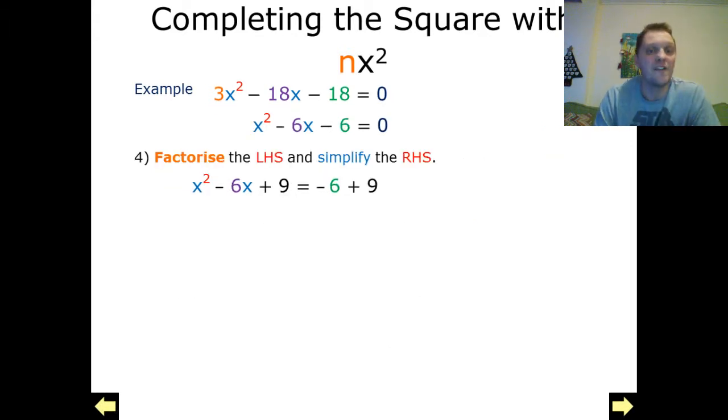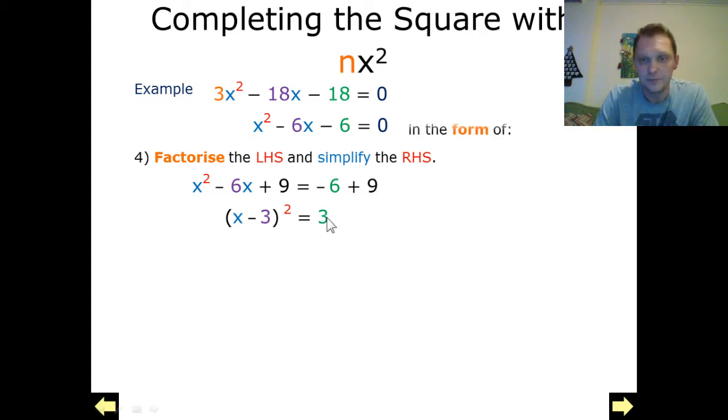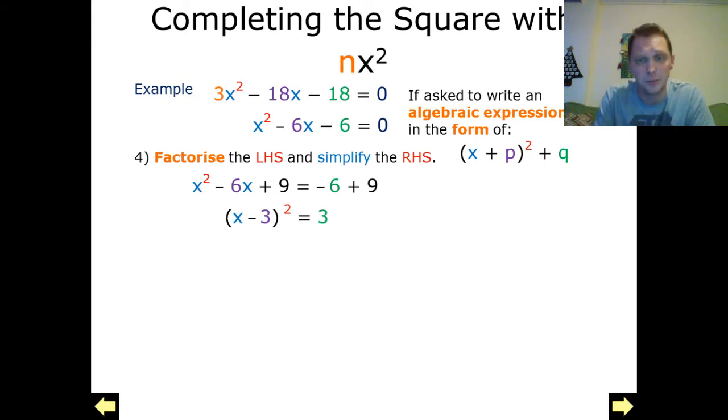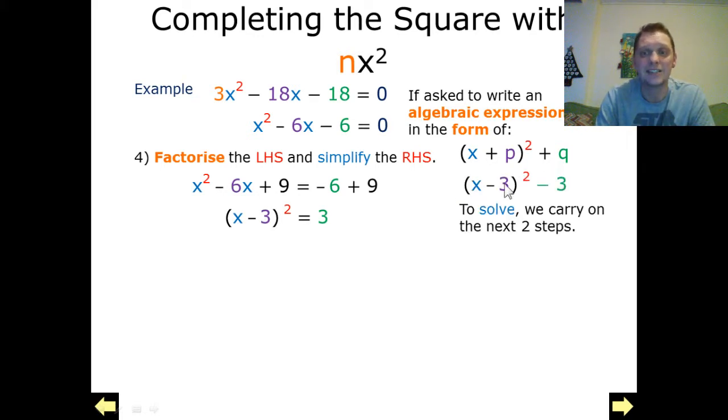So step 4, we're now going to factorise the left hand side and simplify the right hand side. So factorising this leaves us with x minus 3 squared, because x minus 3 times x minus 3 gives us x squared minus 6x plus 9. And on the right hand side, negative 6 plus 9 leaves us with positive 3. Now if we were asked to leave it as an algebraic expression in completing the square form of x plus b squared plus q, our answer for this would be x minus 3 squared minus 3, because we'd take our positive 3 from the right hand side over to the left hand side, which would leave us in this form.